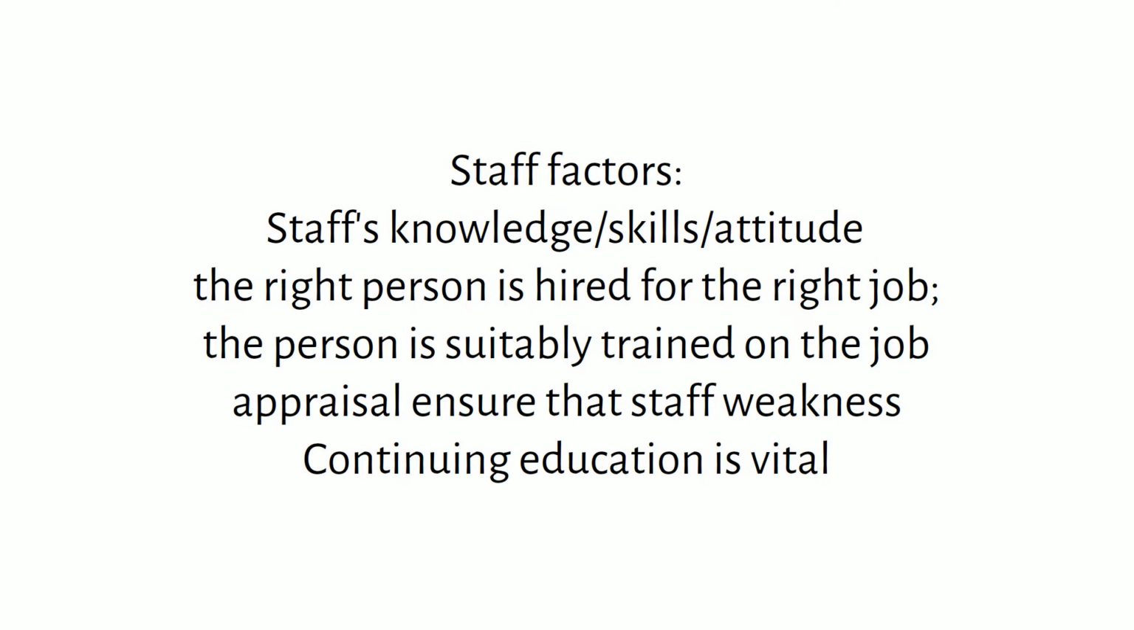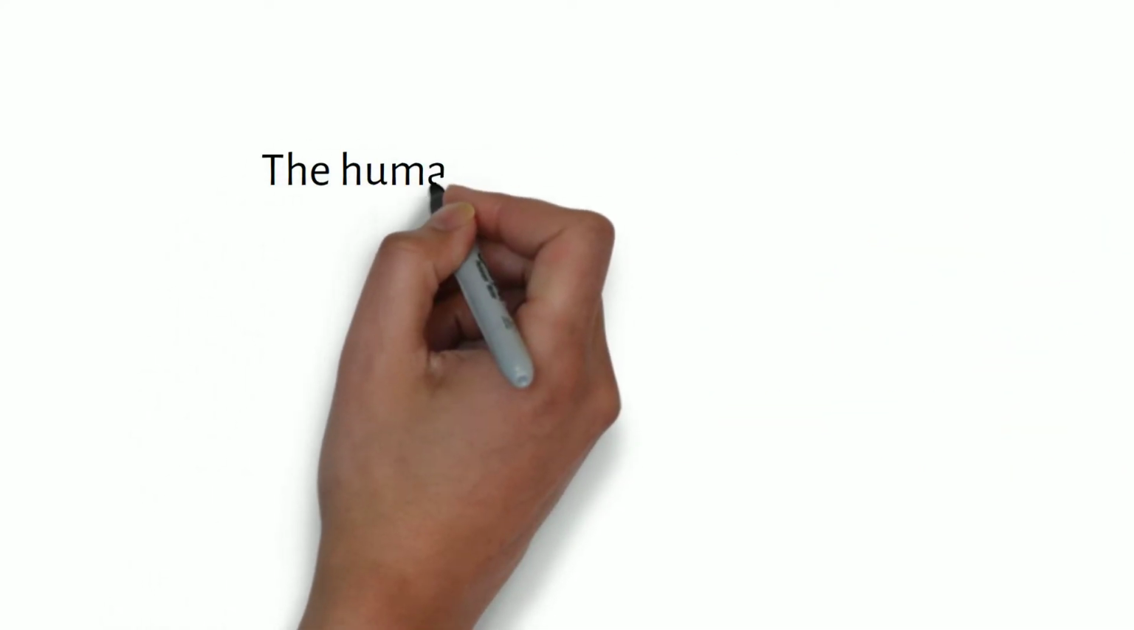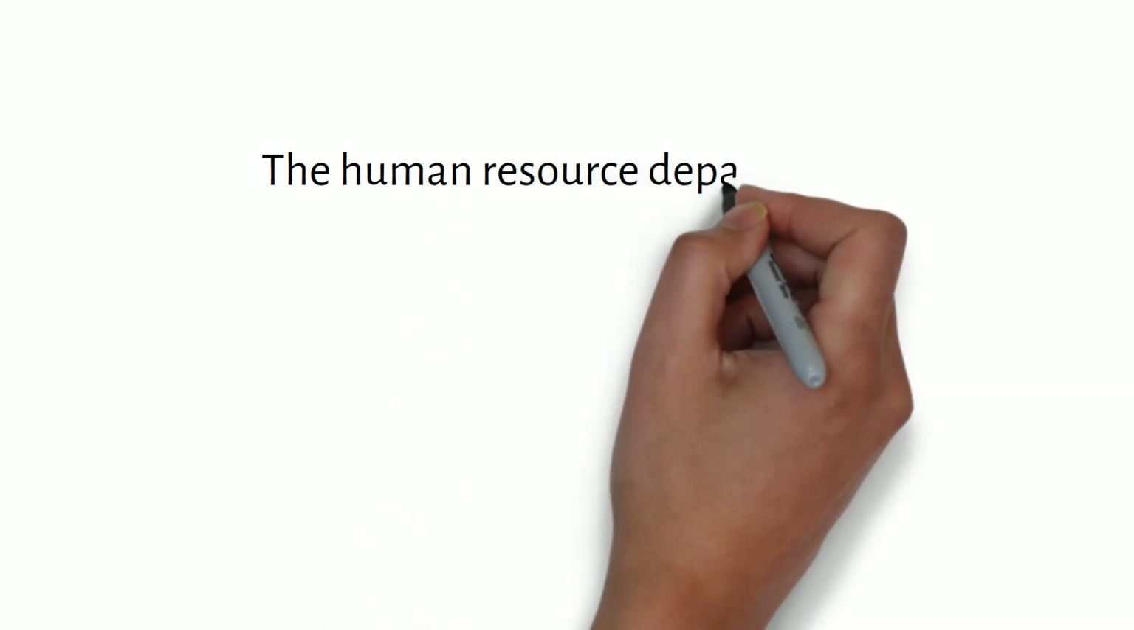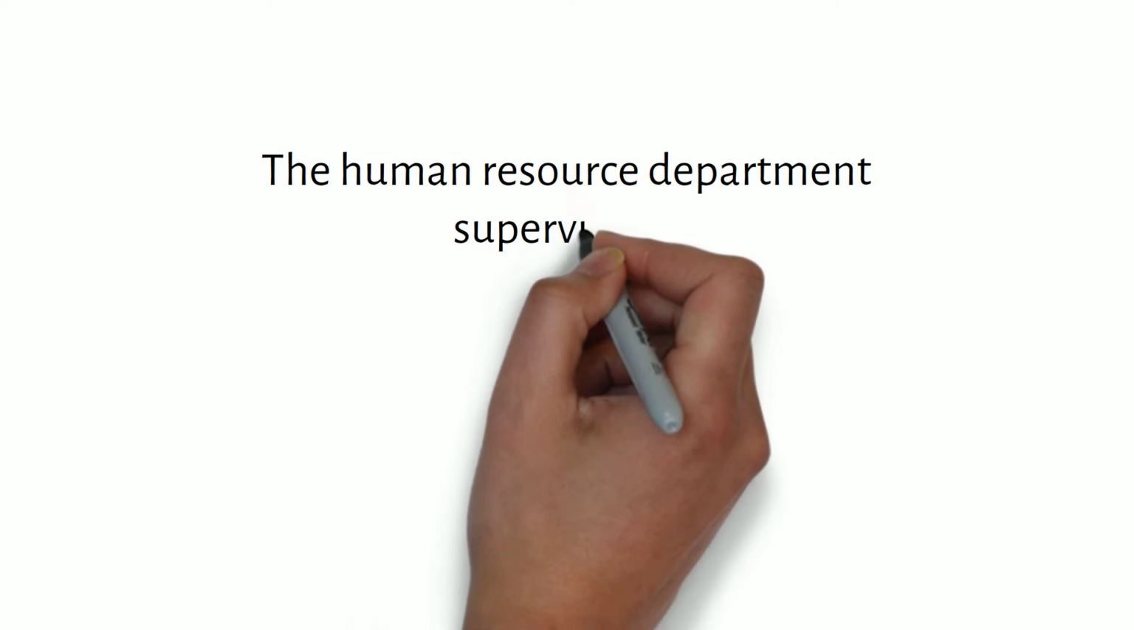The Human Resource Department will ensure the right person is hired for the right job. The work supervisor has the responsibility to ensure the person is suitably trained on the job to familiarize themselves with departmental protocols and way of working. On-the-job supervision and appraisal ensures that staff weakness is identified and corrected promptly. Continuing education is vital in ensuring staff is regularly updated and assessed.